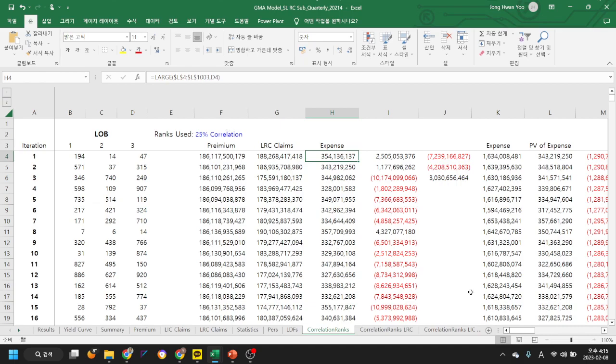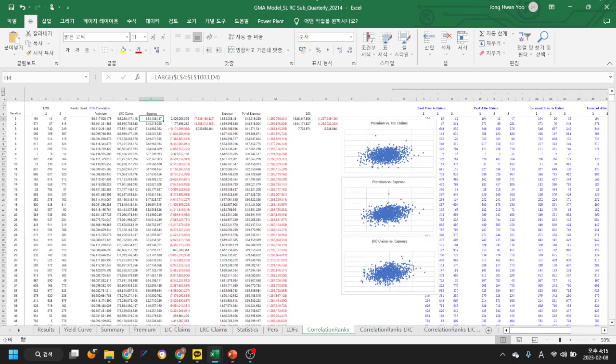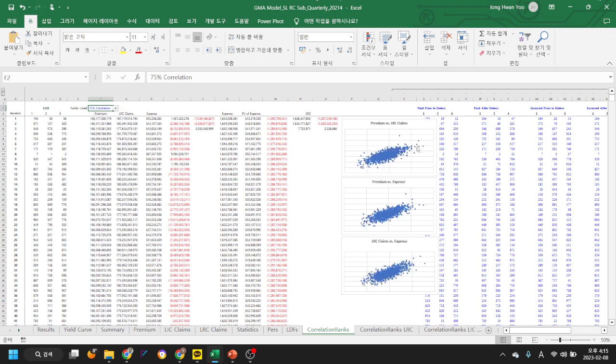Based on this 25 correlation coefficient, and these are premium and claims, premium and expense, and claims and expense. If I change it to 50, you can see they are positively correlated, and then 75, more so, and then a correlation coefficient of one is what? Perfectly positively correlated.